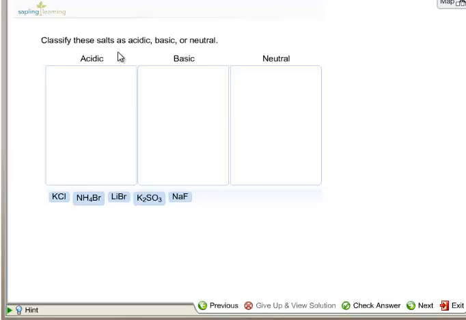Classify these salts as acidic, basic, or neutral. So we want to remember that the term salts refers to ionic compounds, and to determine the impact of these salts or these ionic compounds dissolving in water and the pH, we've got to remember the rules for how ions affect the pH. So let's review those rules.